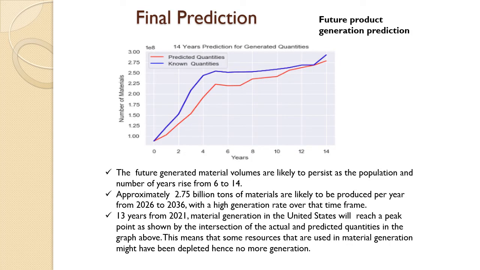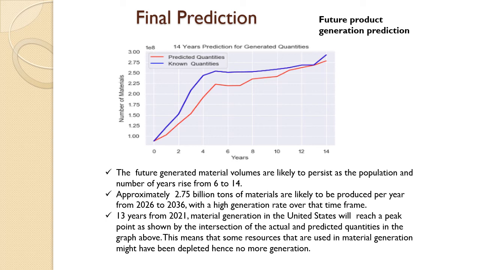From our analysis, we got the final prediction for the next 14 years of generated quantities. As can be seen in the chart, the red line represents the predicted quantities versus the blue line, which represents the known quantities. The bottom of the chart represents the number of years and the left side of the chart shows the amount of material in tons.